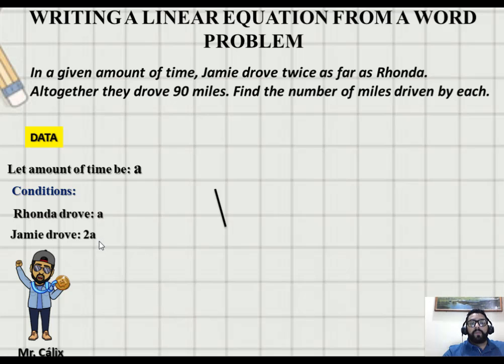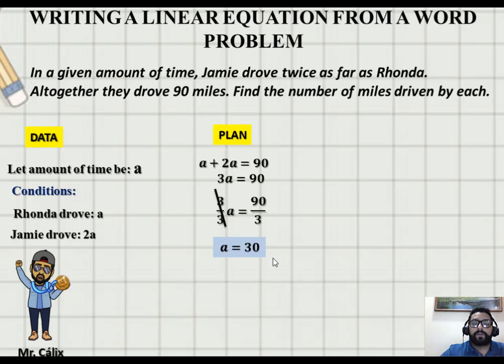Then we are going to start with our plan, and in our plan, the addition of these two, because we have altogether, that means addition. It's Jamie plus Rhonda. The addition of the miles was 90. So here we have 3A equals 90. Why 3A? Because 1A plus 2A is equal to 3A. Then we divide 3 over 3 and 90 over 3. Then we are going to have that A is equal to 30.